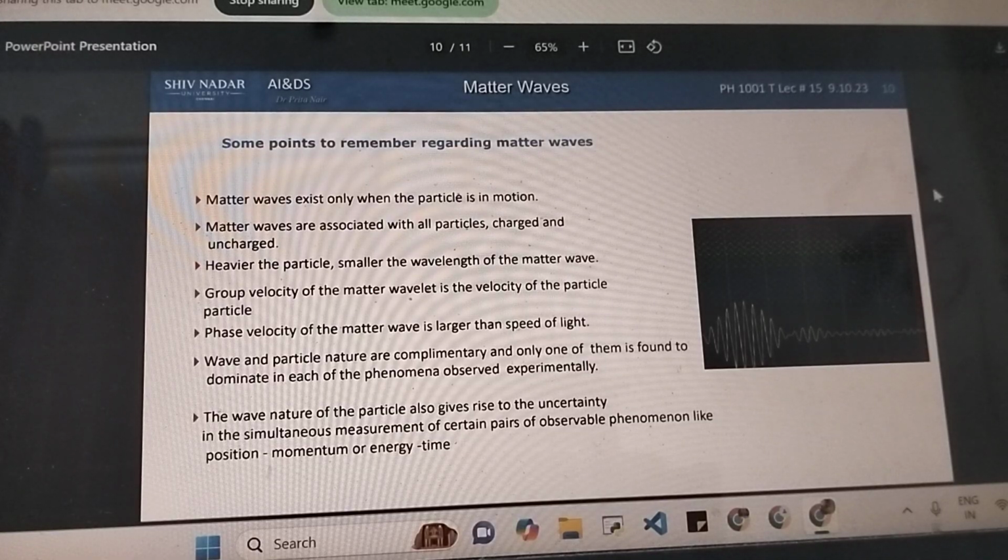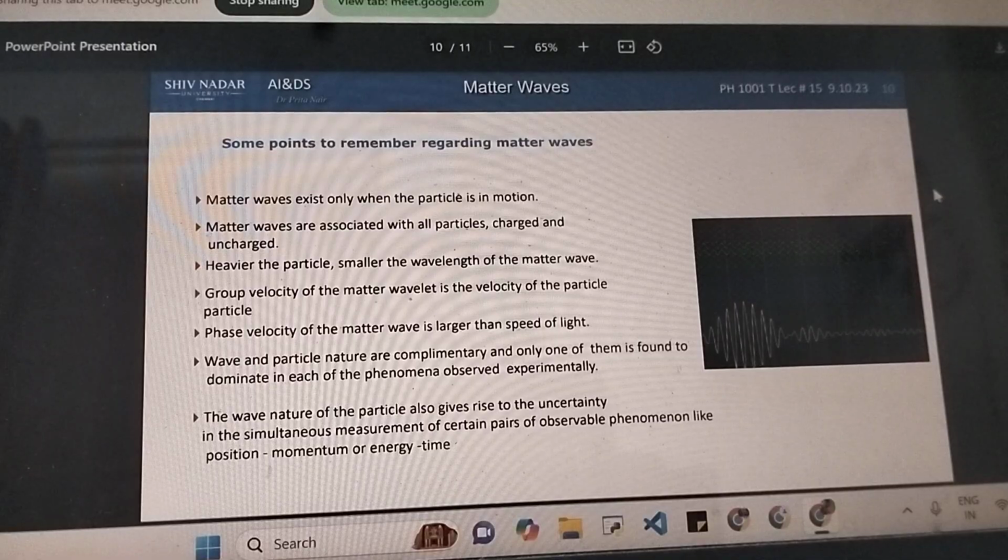So even if you take light or even the waves at the ocean, if it's a calm water body, you don't call it a wave. Only when there's some moving water you call it a wave, and that applies here as well. So a wave exists only when the particle is in motion. All particles, charged and uncharged, have a wave associated with them. Heavier the particle, smaller the wavelength.